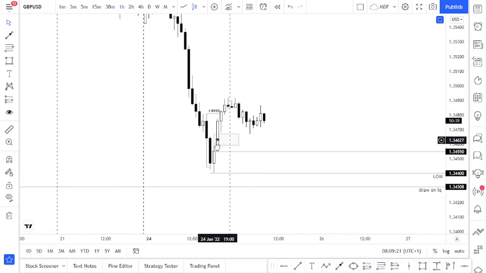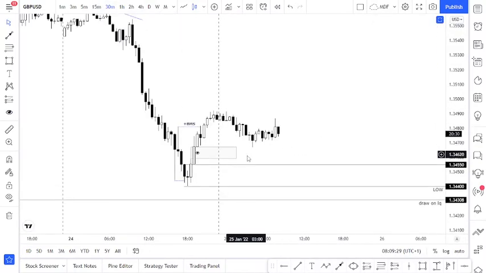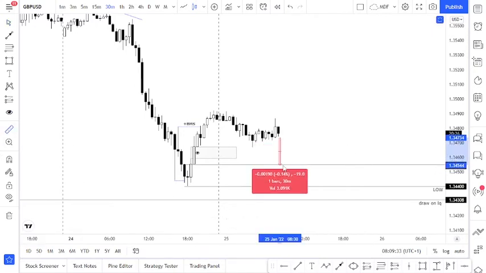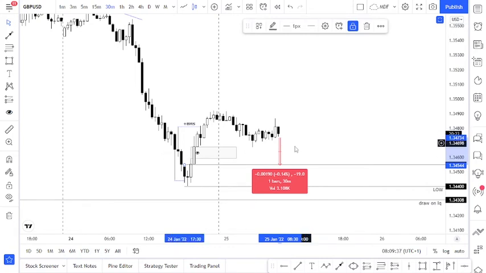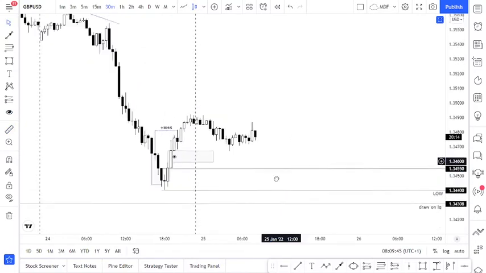If it can come back to 1.34550, that is where I'll be engaging on this trade. Reasons being that I want this fair value gap to be filled up. Then I think this order block was picked on 30 minutes. I want price to trade back into this region, that's about 20 pips from current market price, then give me a bullish entry. That is a very good risk to reward. I think this is a 15 pips stop loss.